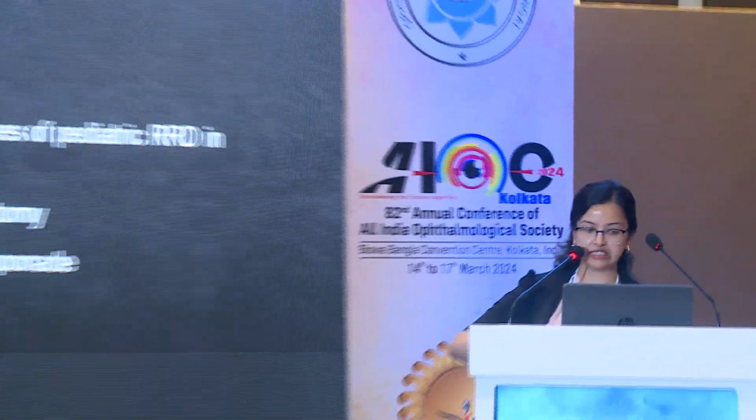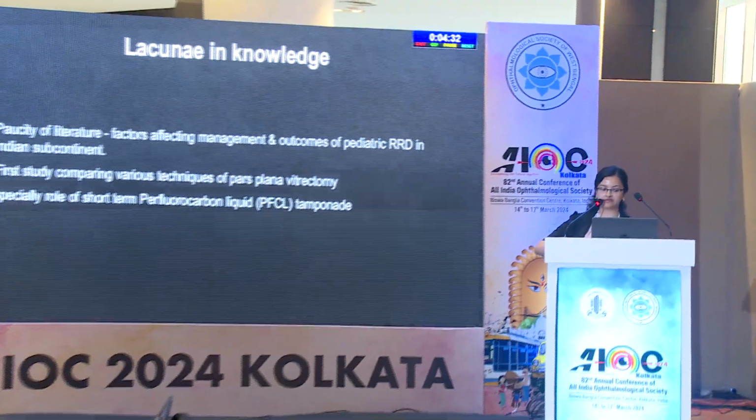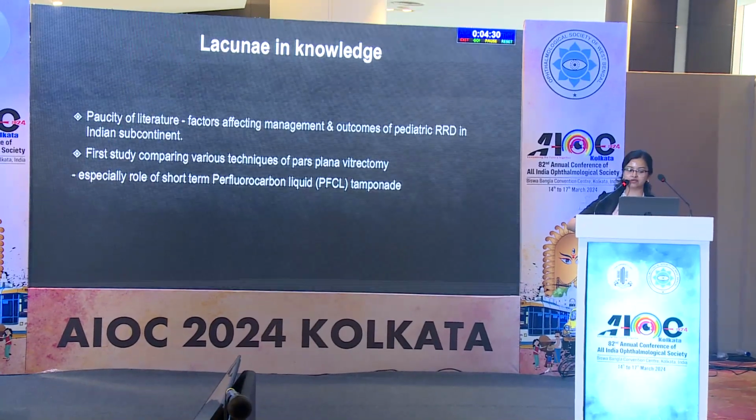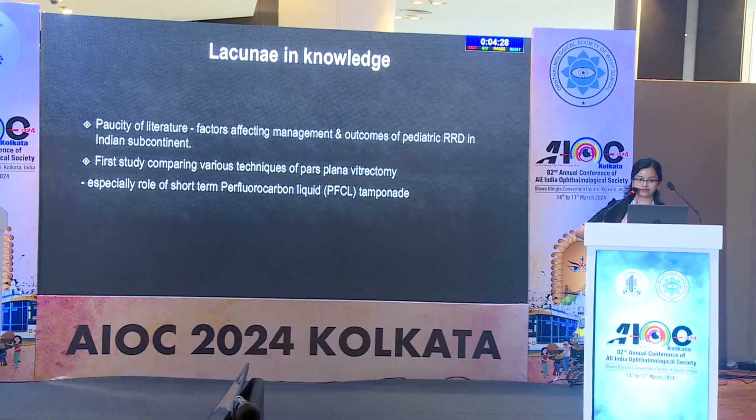Pediatric retinal detachments are relatively less common compared to adult RDs. The complex etiology is a challenge for surgical management and has a poorer prognosis. The purpose of our study is to look at the anatomical and functional outcome of pediatric rhegmatogenous retinal detachment in a tertiary care center. There is paucity of literature regarding the same in the Indian subcontinent, and this is one of the first studies to compare the various techniques of pars plana vitrectomy, especially the role of short-term perfluorocarbon tamponade.